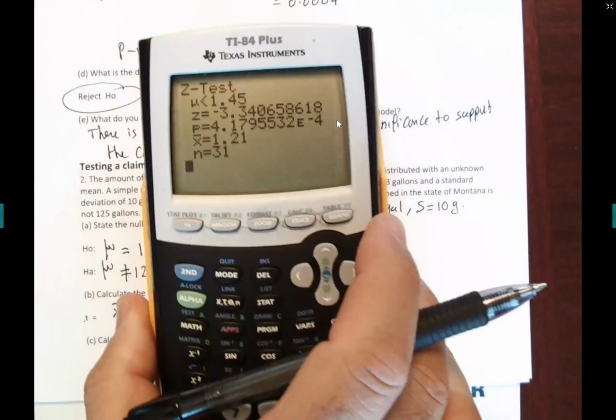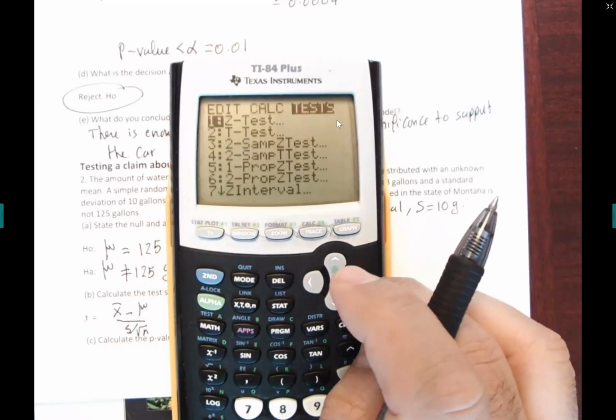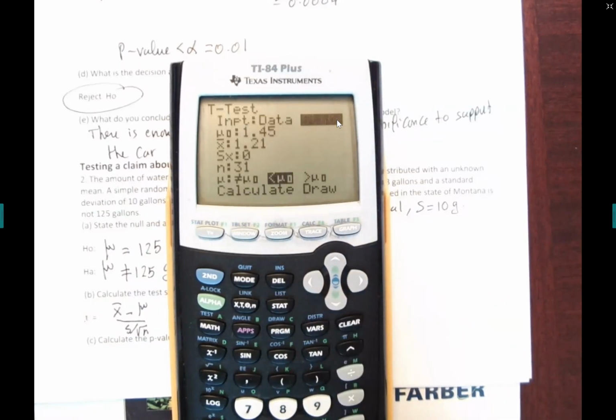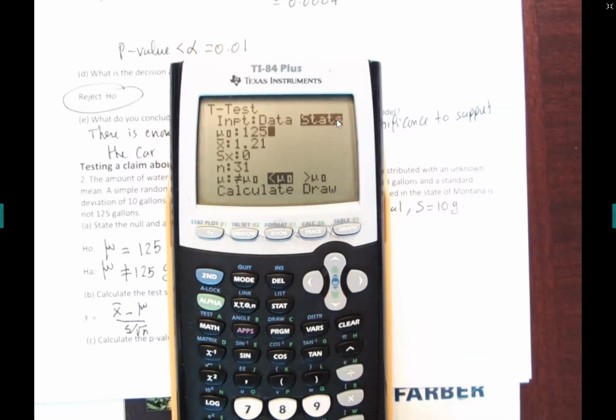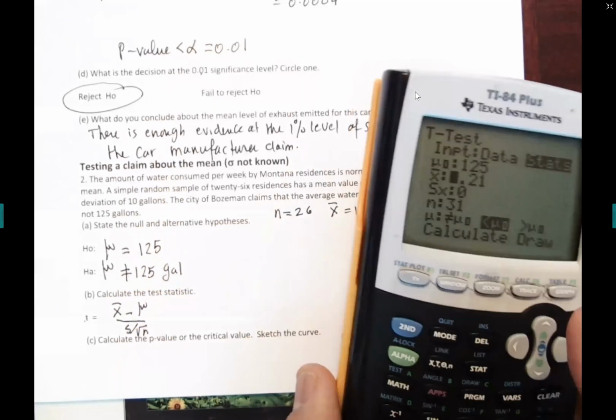So watch. You're going to go to stat, tests, T test, stats. Okay, mu 0. What is the value in the null hypothesis? 125. Let me see if any question. Oh, we knew it is T because he gave me the sample standard deviation. He didn't say population standard deviation. Once there is no mention of population standard deviation in the problem, it is a T test. X bar, what was X bar, guys? It's 120.3.